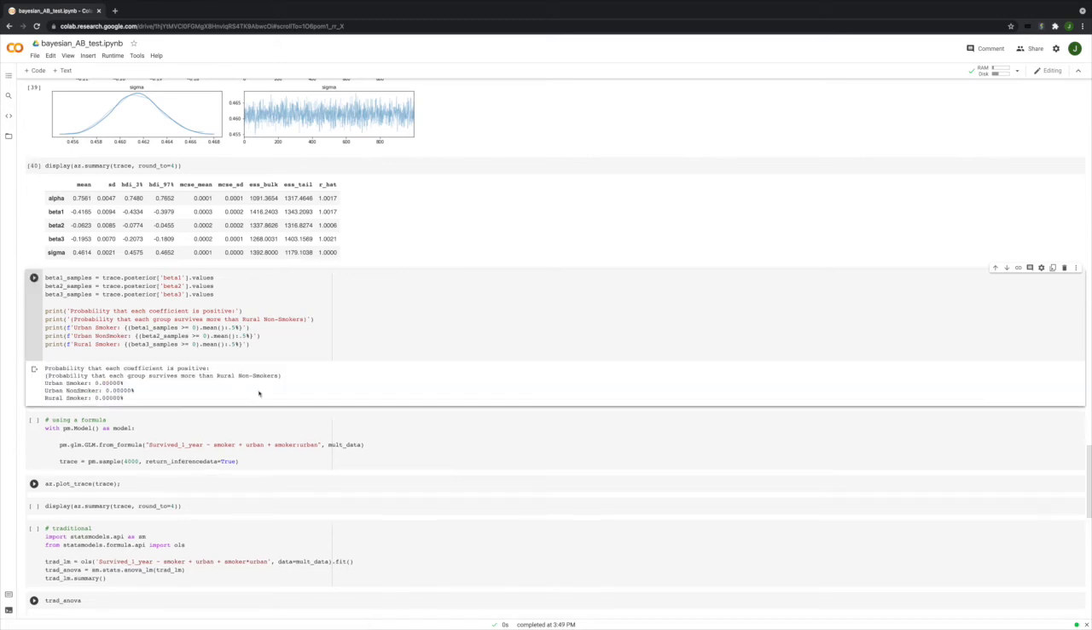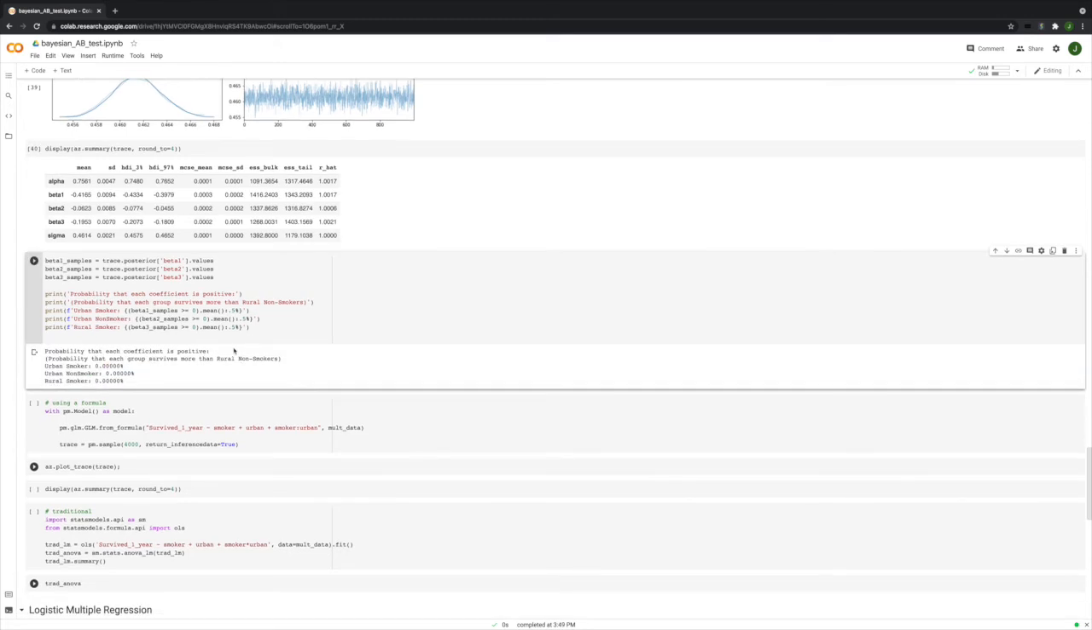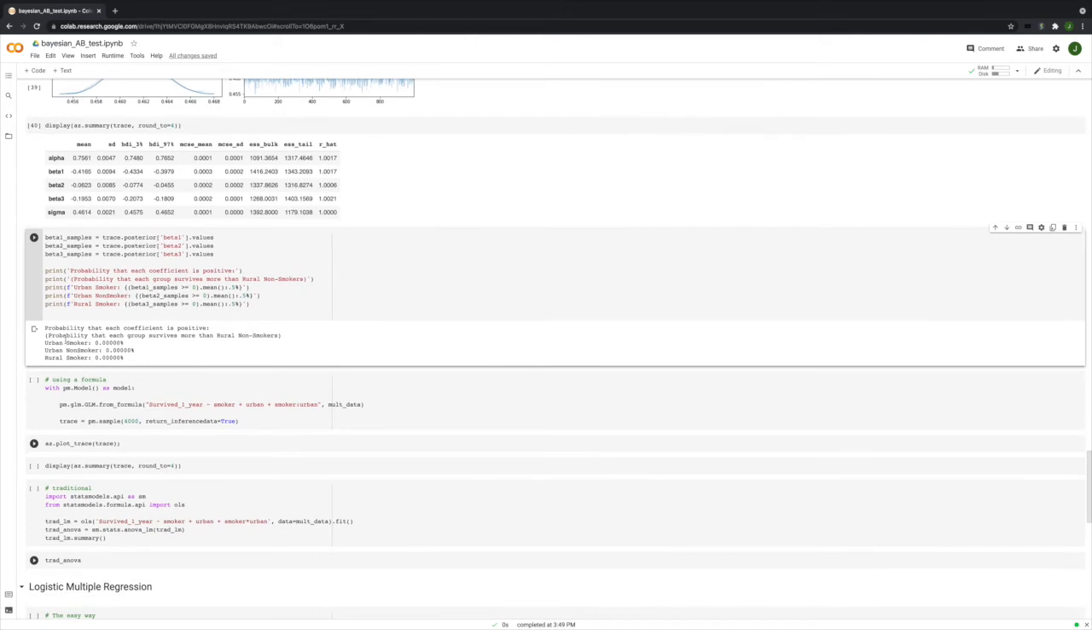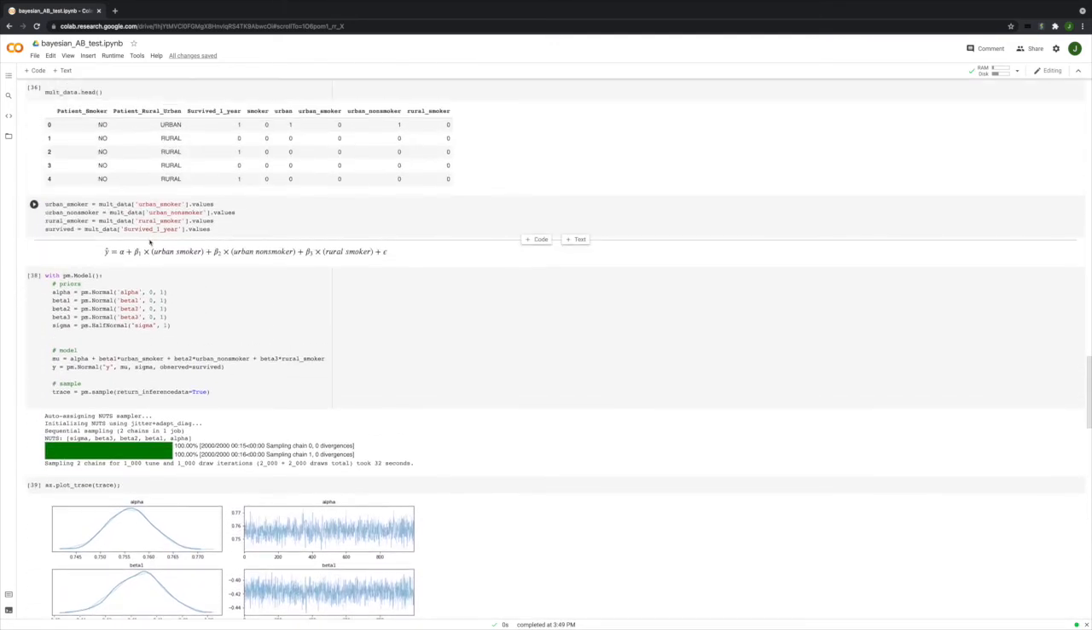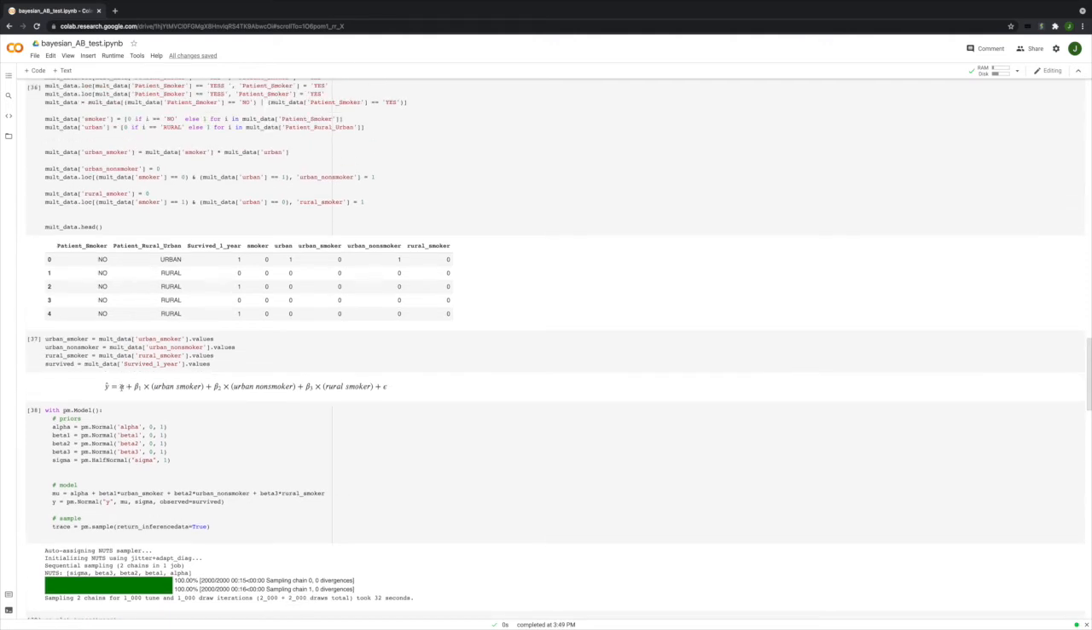So what we're going to look at right now is the probability that each coefficient is positive. So what does that mean? The probability that each coefficient is positive is the same as the probability that each group survives more than rural non-smokers. That's what it says right here, but that's also what it means. That's what we talked about when we said that alpha includes rural non-smokers, and each of these beta coefficients is a comparison of these other groups to that alpha group.